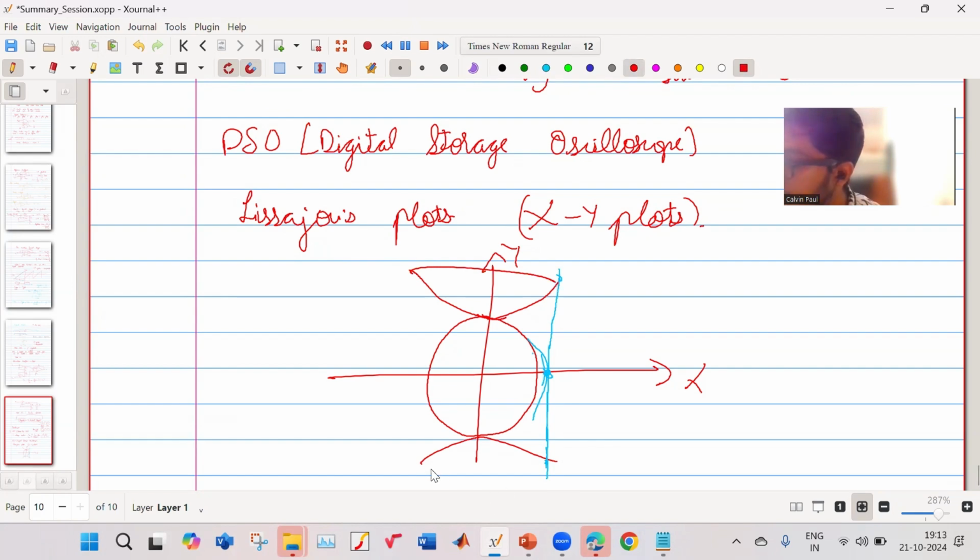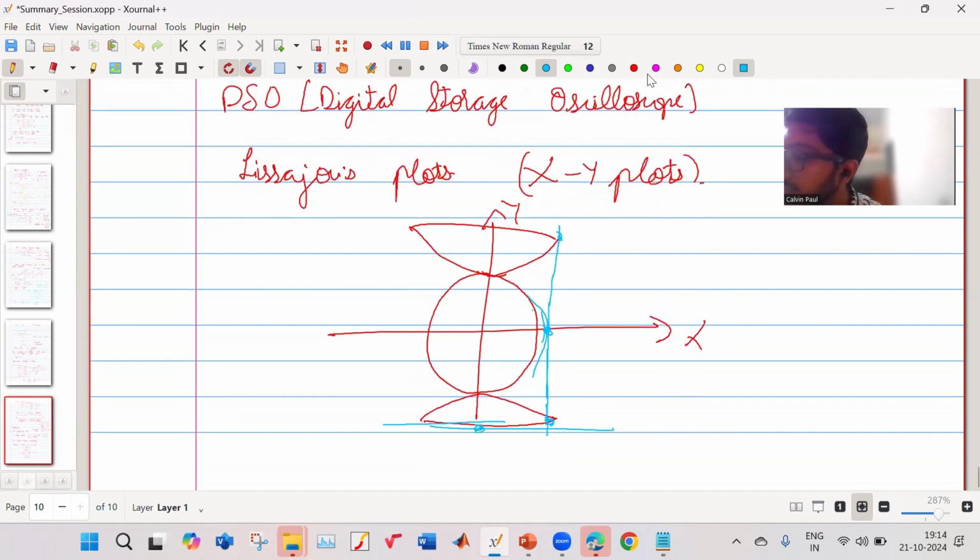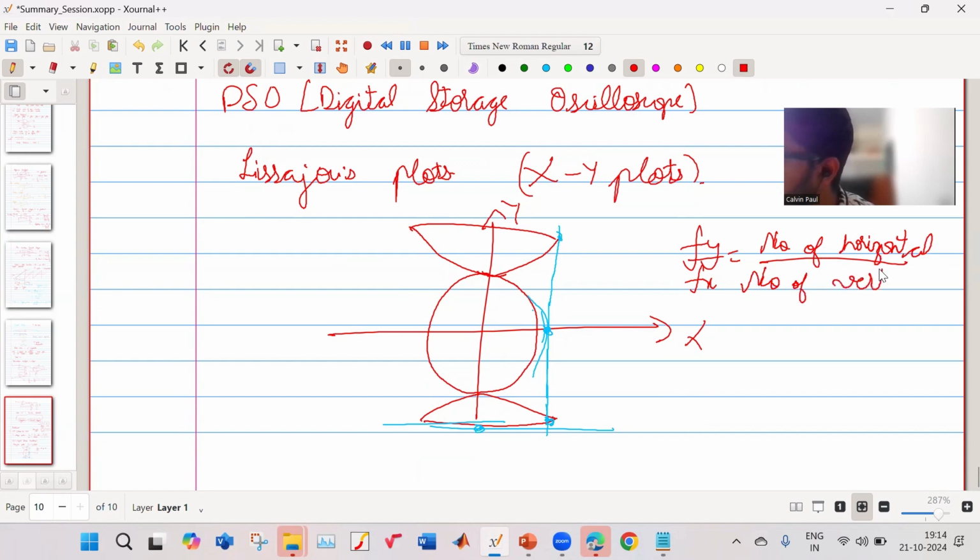Here you will have the ratio of frequencies, Fy upon Fx, equal to the number of horizontal tangents upon the number of vertical tangents. In this way, you can find the ratio of frequency.